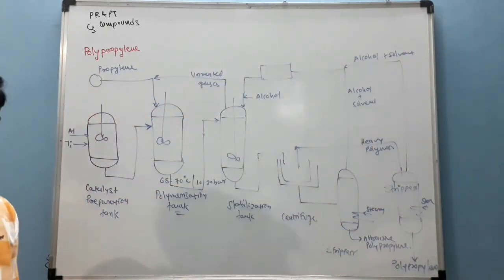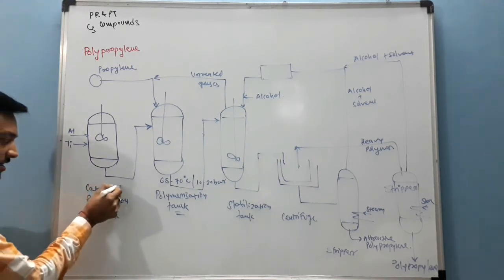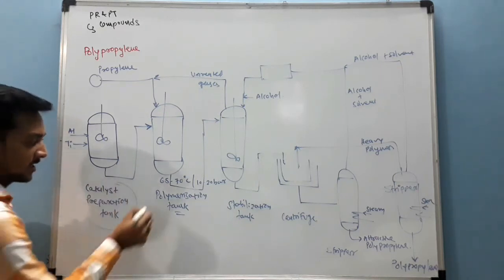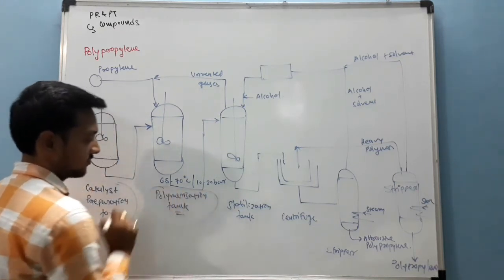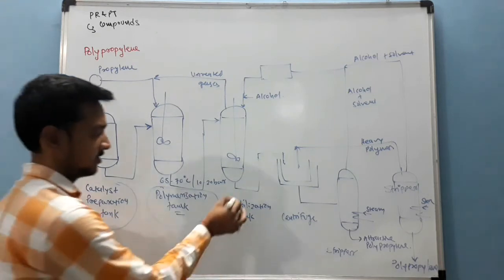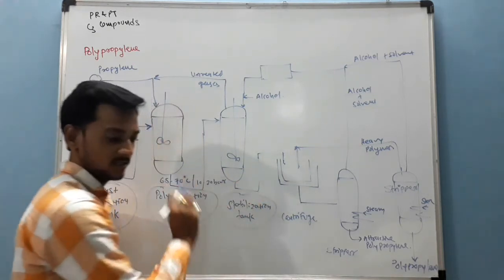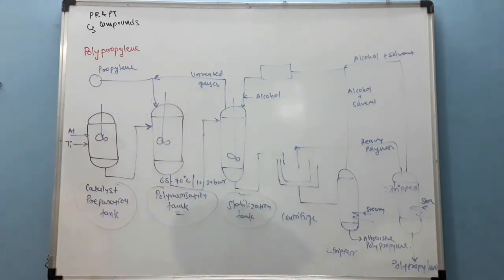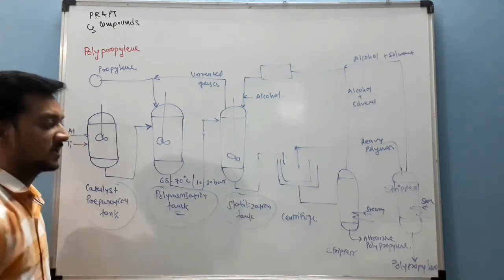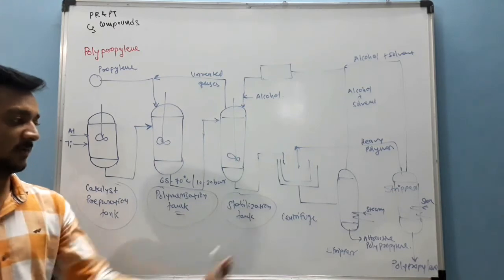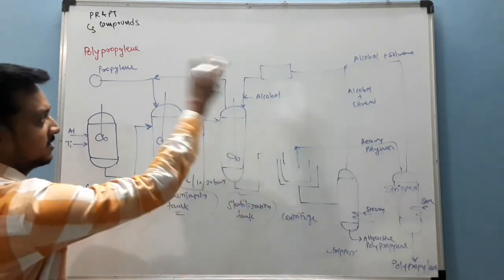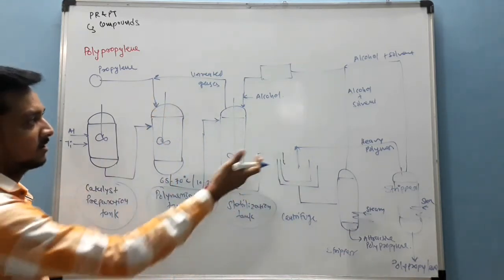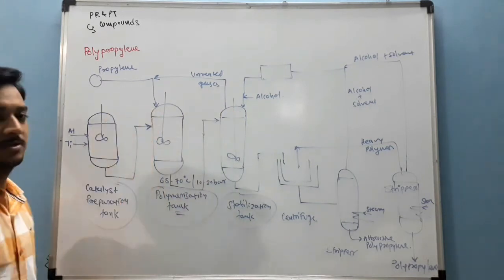Okay, a simple flow chart is there. Main thing is the catalyst preparation tank, second one the polymerization tank, third one the stabilization tank. Okay, got it? Remaining is purification and stabilization steps, and some of the raw materials or solvent and alcohol are recycled.